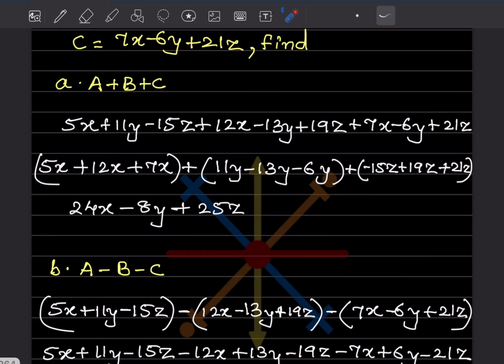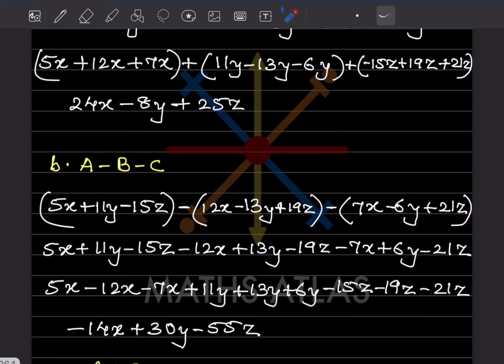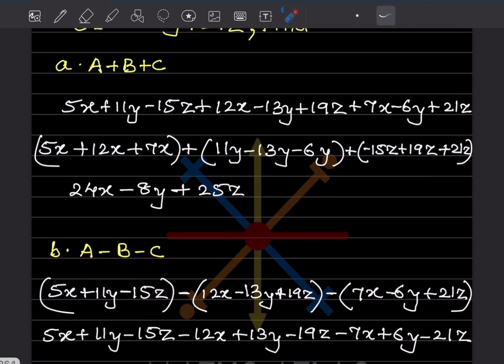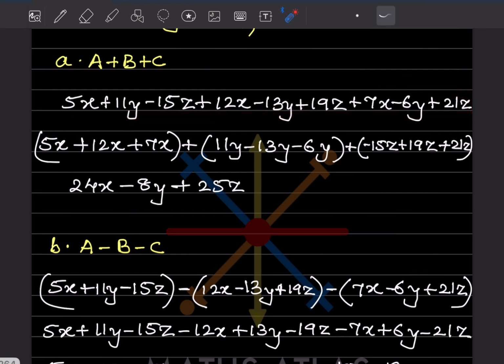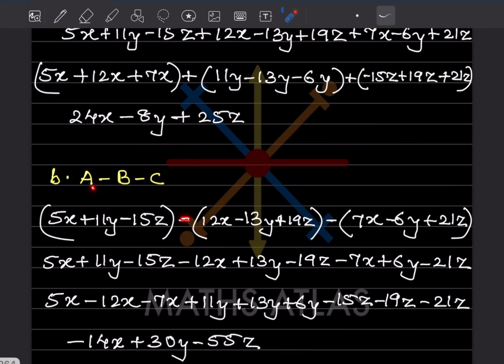Now here the same thing is there. Here instead of plus, there is minus over here. So same expressions. A is this part, this is b, and this is c. So for this one, what did I do? Here I didn't put a bracket. I just put all together because that was a plus sign, so that was not a problem. But here for this a part, I have put a bracket, as here as well as here for b, and this is for c. So this will be as it is. Here will be minus 12x plus 13y, and this is going to be minus 19z. Again here minus 7x plus 6y, and this is going to be minus 21z.